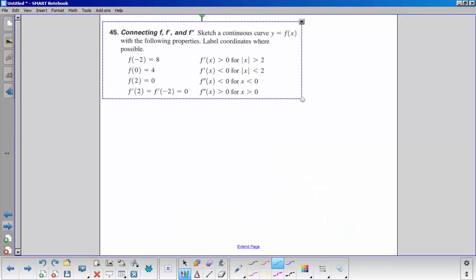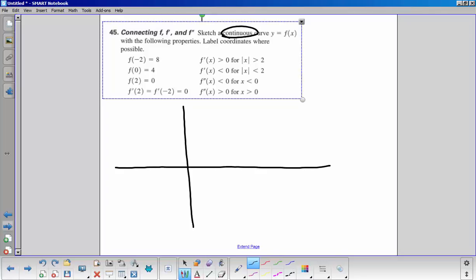45. Sketch a continuous curve with the following properties. Okay, here we go. Key word: continuous. y equals f of x, which also means it has to be a function. f of negative 2 is 8.